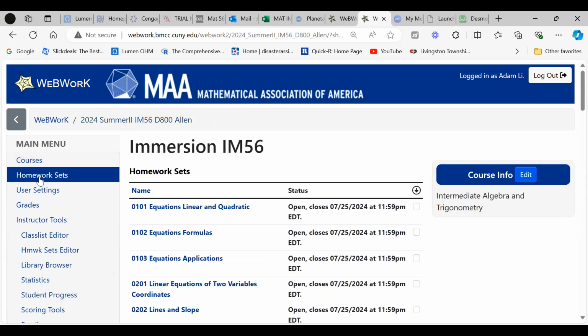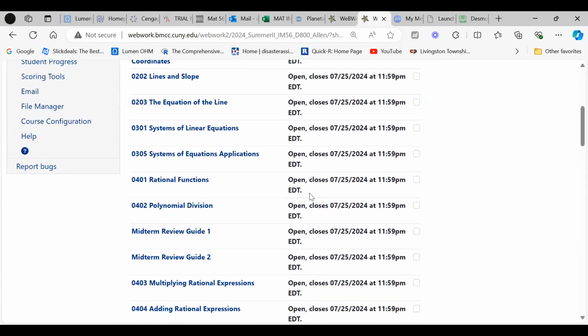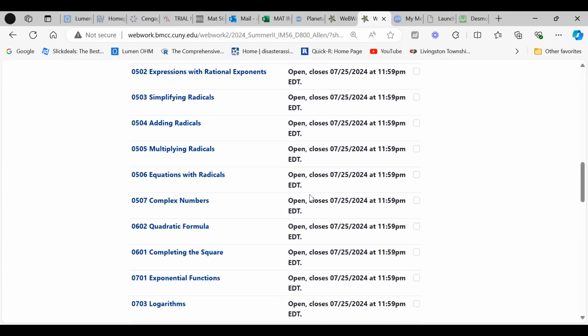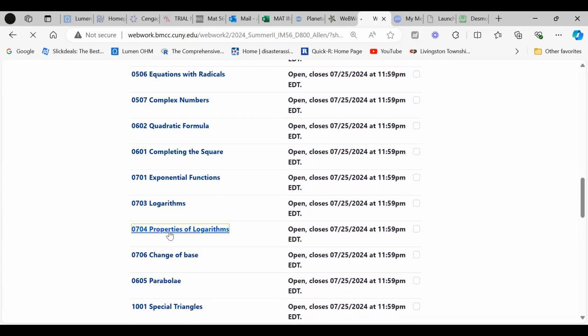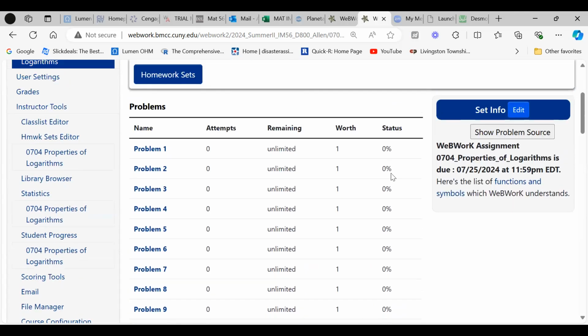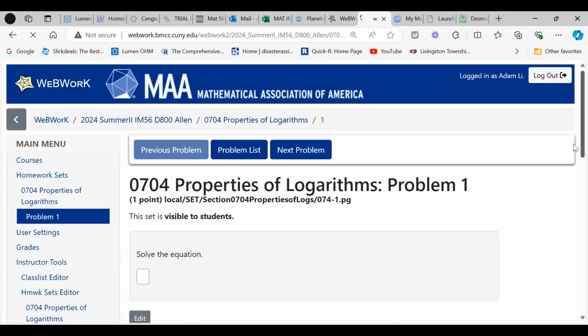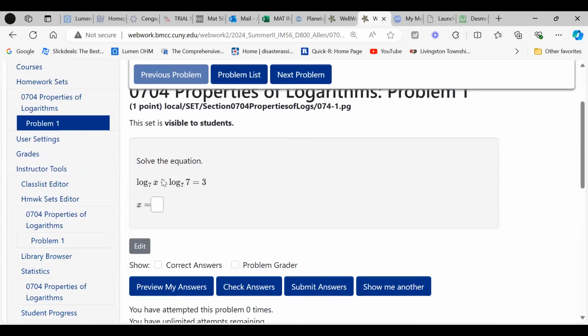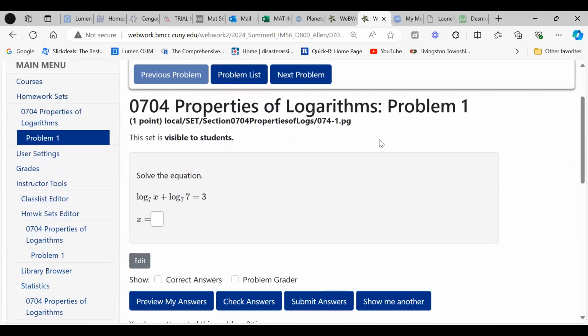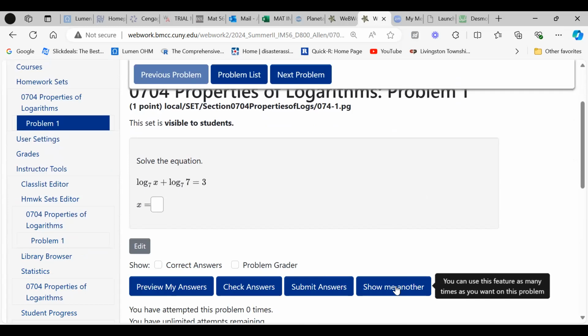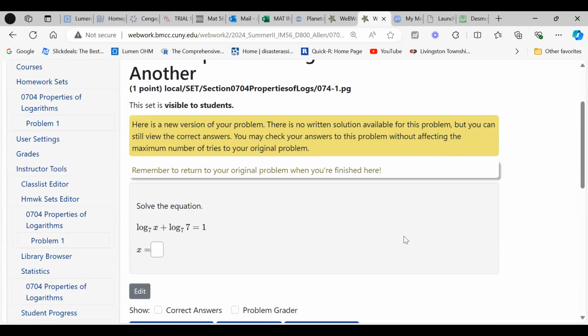Let's go to section 7.4. Let's look at properties of logarithms. Yeah, so this is one of the things you need in order to solve logarithm equations. I'm going to show you another.